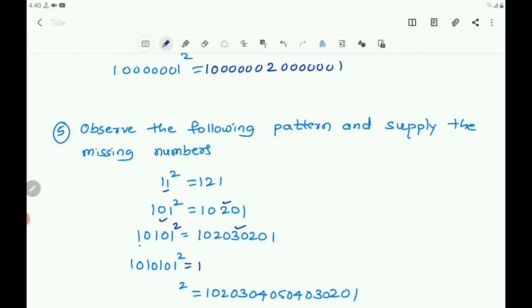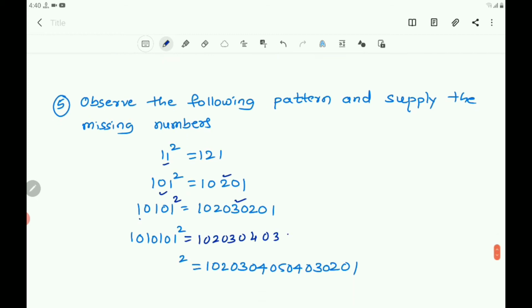That is 10, 20, 30, 4, 03, 02, 01. So the square of 1010101 whole square is how much? That is 1020304030201.